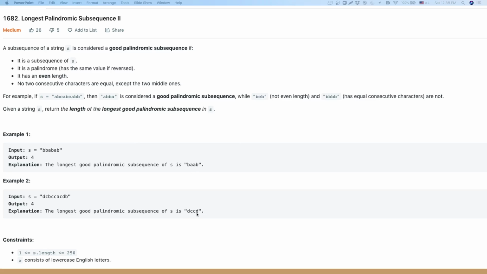C and D cannot be equal. We can have CDC, CDC, and we cannot have CCD, DCC. That doesn't work. We cannot have CC on the left or on the right. That doesn't work. We cannot have two consecutive characters that are equal.